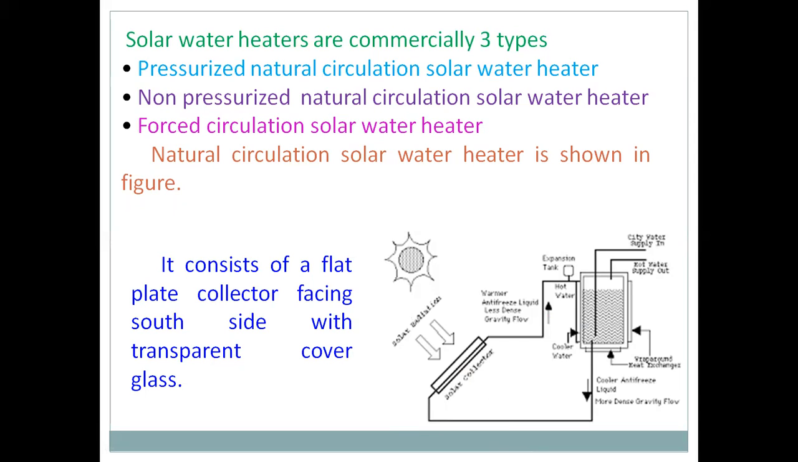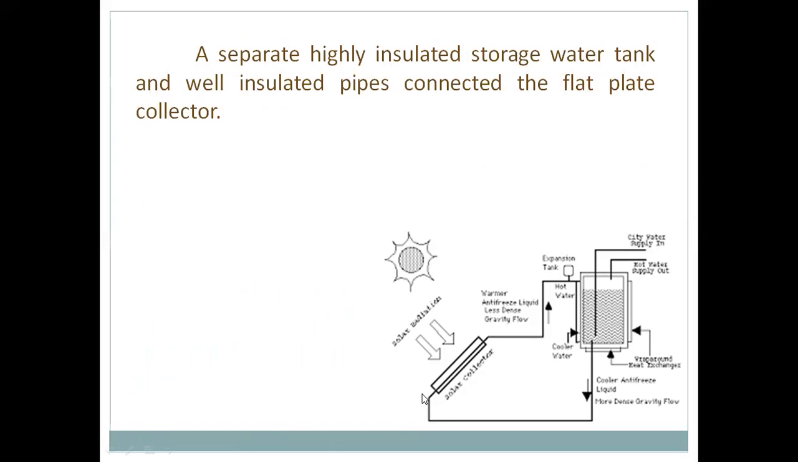So remaining, we have the north side and the south side. The south side is a very good direction for the light rays or sun rays to be incident from morning to evening. So these flat plate collectors always face south with the transparent cover glass. Of course, there is a separate, highly insulated storage tank. You see here, this is the flat plate collector. This is the storage tank.